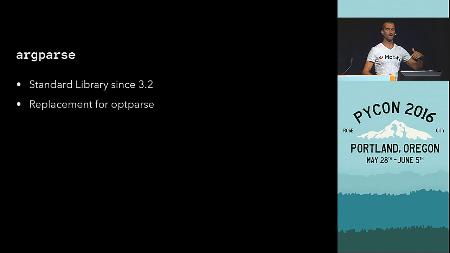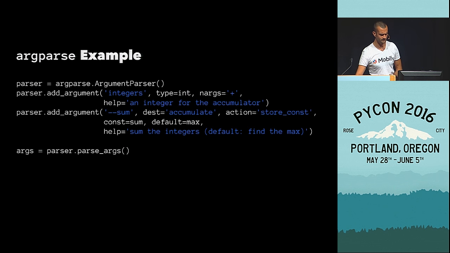Argparse is now considered the default in the standard library and is supposed to replace optparse. It basically doesn't deviate too much from optparse. It just gives a little bit more control over arguments and allows validation and automatically converting into specific types and things like that for options and arguments.